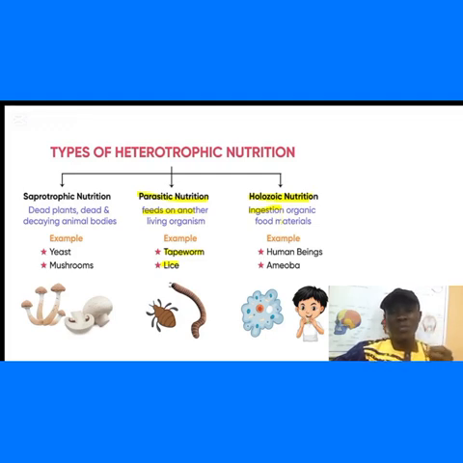Examples of organisms where this process I have explained occurs are human beings, amoeba, lion, tiger, and many more.